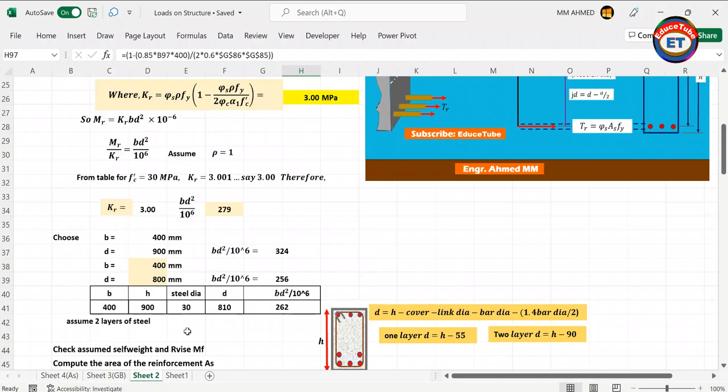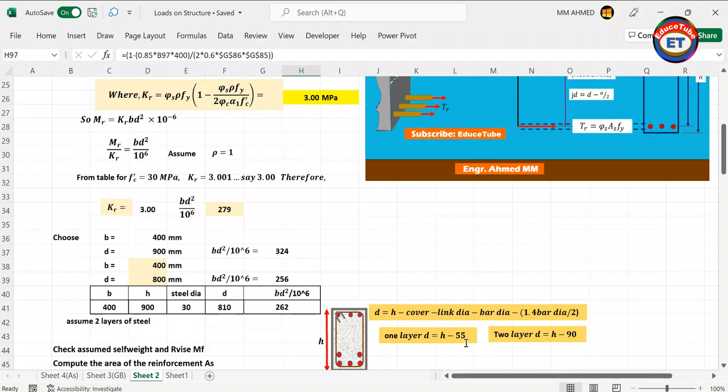Already we had that. Now, steel dia I am considering 30. So, if I use steel dia 30, because I need to find D, you can find it: H minus cover, link dia, minus butt dia, minus 1.4 bar dia by 2, because I am assuming 2 layers of steel. Or, quickly we can do it for 1 layer, near about 30 dia steel.